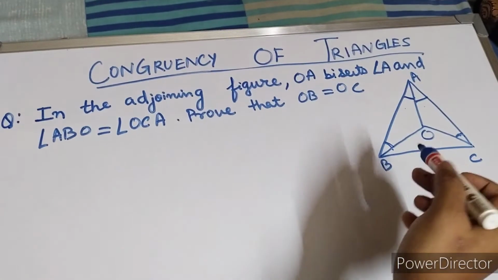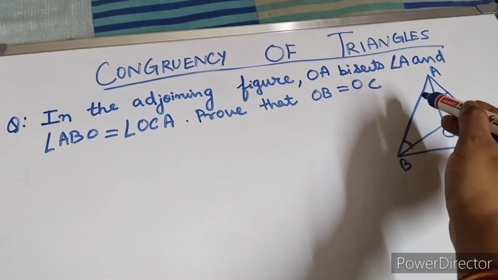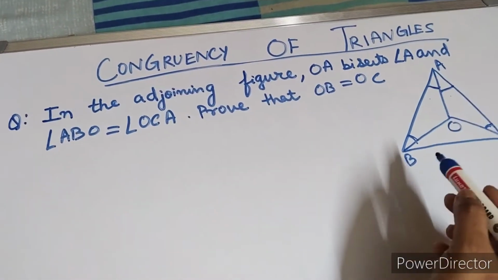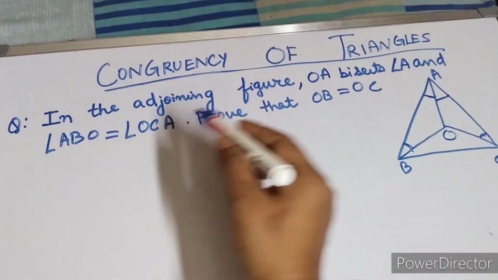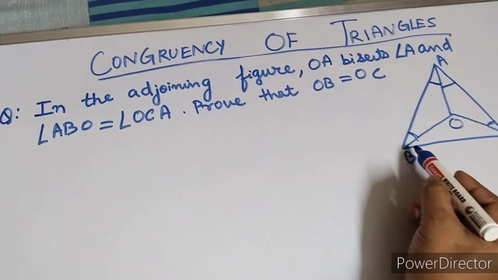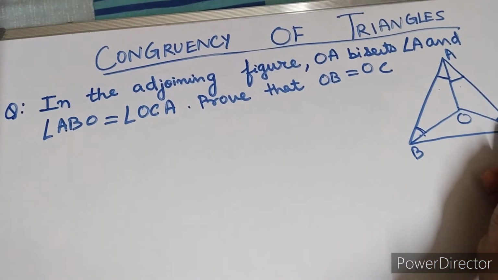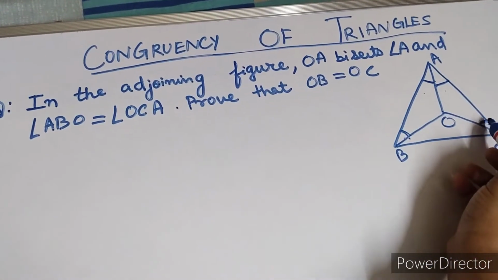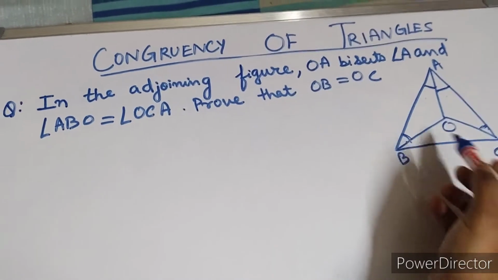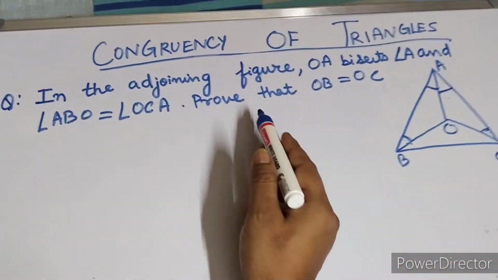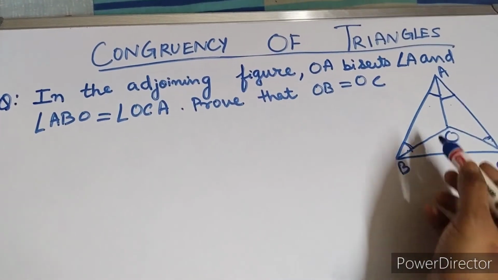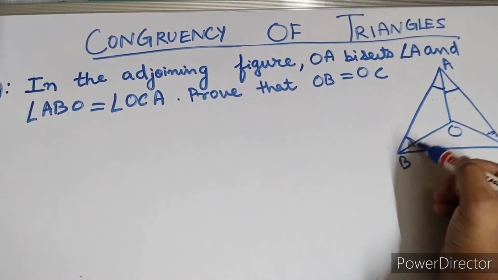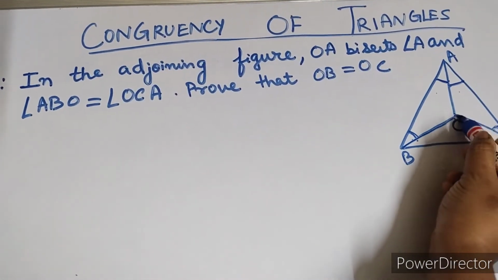In the adjoining figure, OA bisects angle A, that means these two angles are equal, and again it is given that angle ABO, this angle, is equal to angle ACO or OCA, whatever, the same angle, this one. These two angles are equal. Then we have to prove that OB equals OC. That means this is OB. See, OB equals OC.